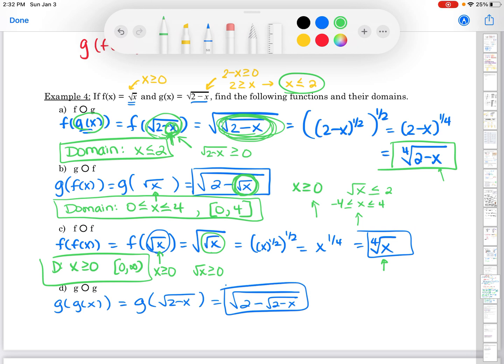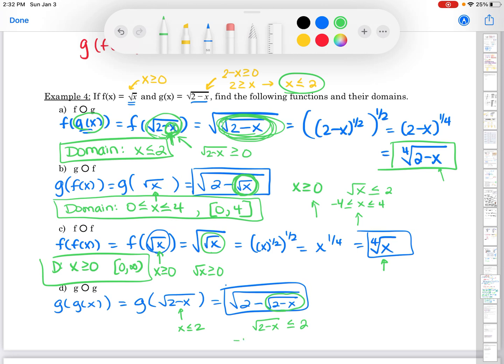So now we have to talk about domain. So first of all, here, when we have the square root of 2 minus x, I want to make sure that x is going to be less than or equal to 2 to make sure that radical we can take. We also are going to have an issue, though, because we want to make sure that the square root of 2 minus x has to be less than or equal to 2. That way I can take that second radical on the outside.